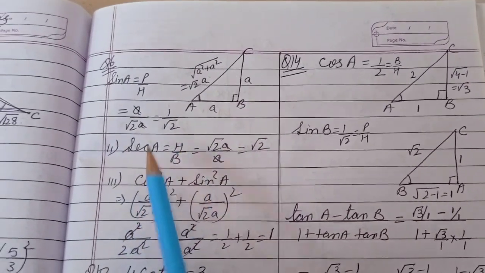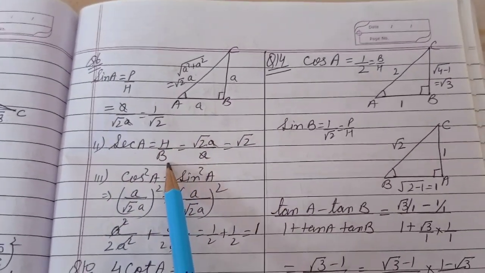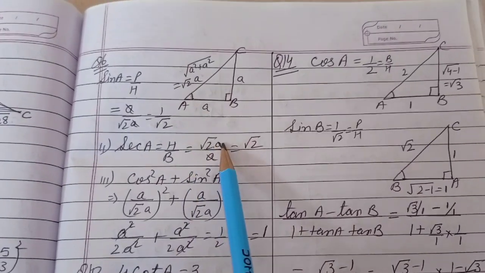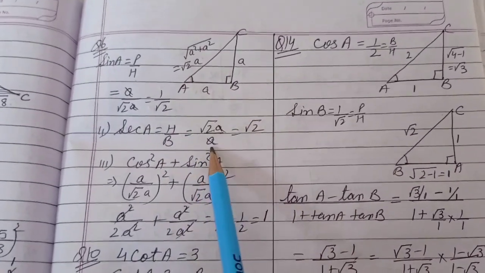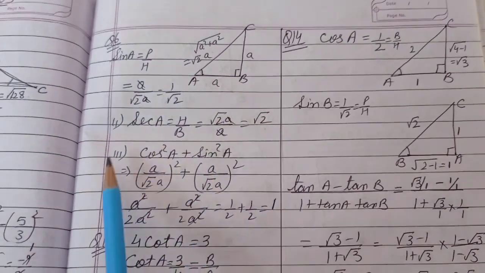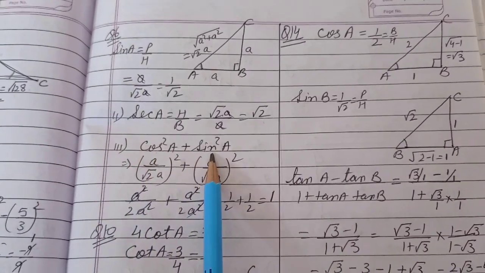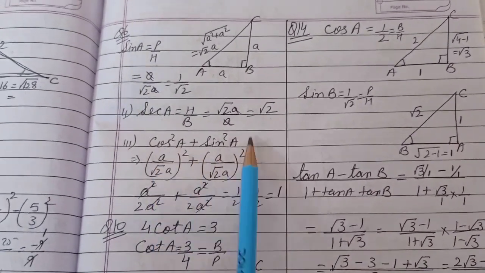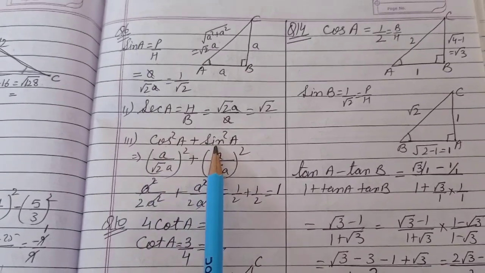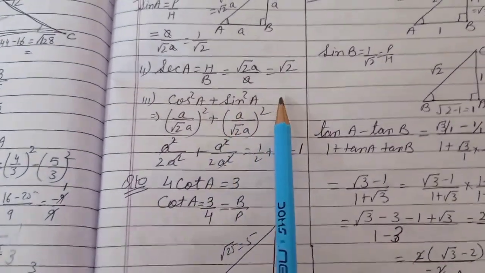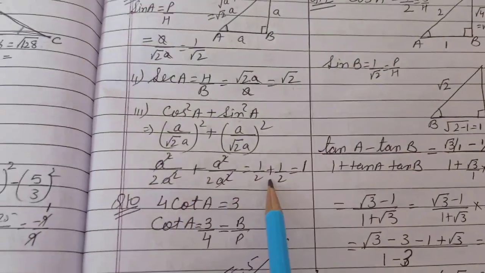Next is secant A. Secant is equal to H over B. What is hypotenuse? Root 2A. And what is base? A. Put it here. Answer will be root 2. Third part, cos square A plus sin square A. Beta, in next class, this will be the identity. Keep in mind, sin square theta plus cos square theta is always equal to 1. How? That we'll get to know.